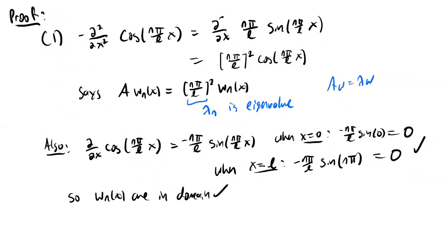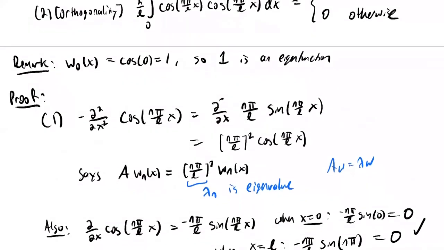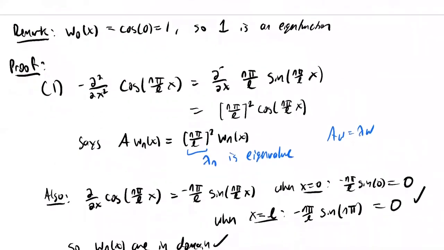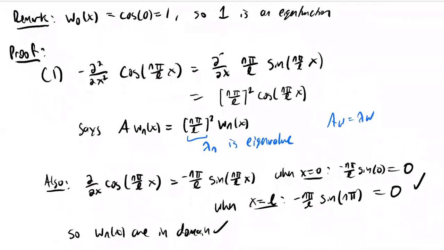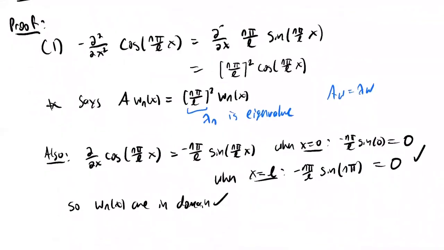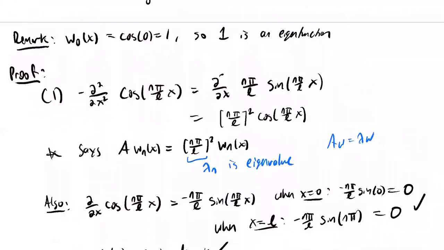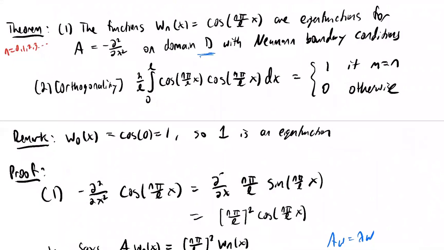And so when you're given a differential operator with a domain that's specified to you with certain boundary conditions, if you want to check that some function is an eigenfunction, you have to check two things. You have to check that it solves the equation, where if I apply the operator to the function, I get a scalar multiple of the function, and then the scalar multiple is the eigenvalue. But you also need to check that the functions under consideration are in your domain. So that's very important. So that's the proof of part one of the theorem.